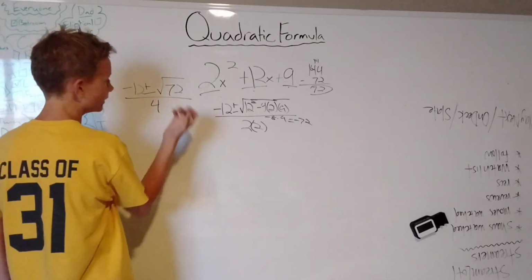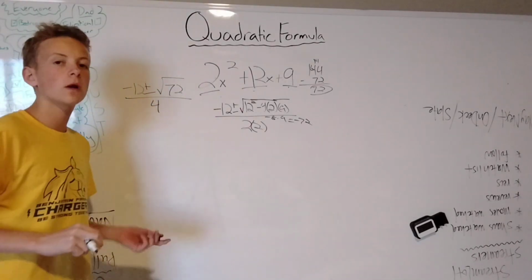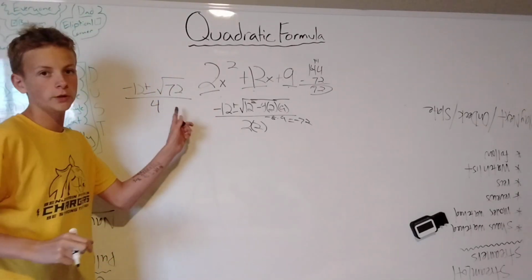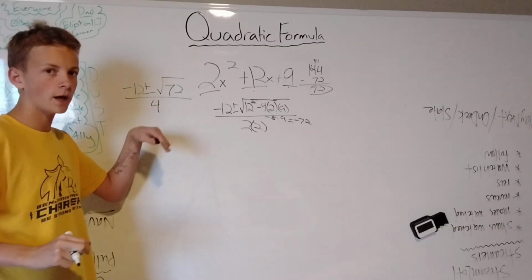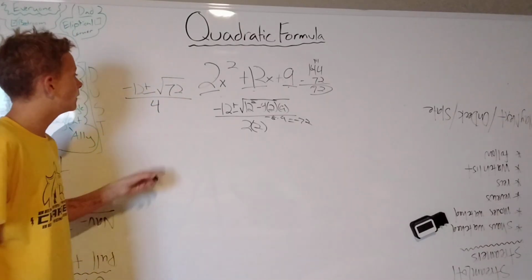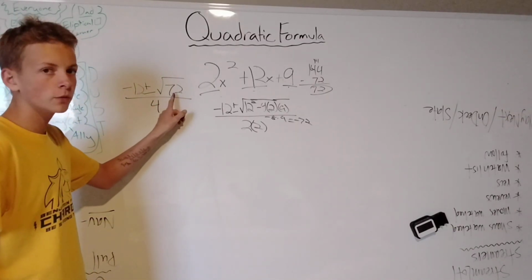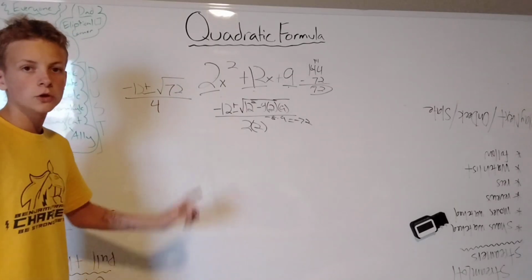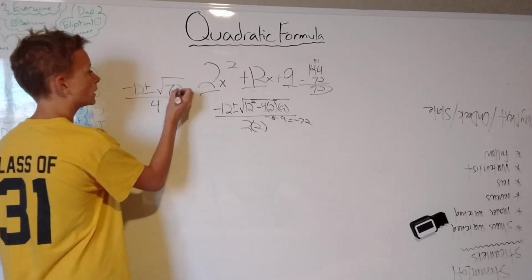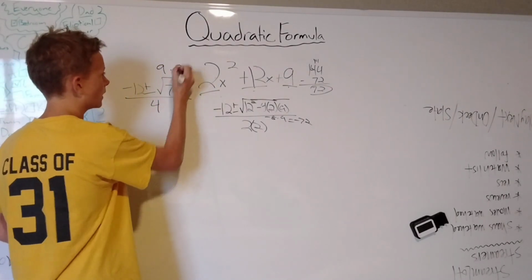As you can see, 72 is not a perfect square. That means there's not going to be a pretty number that you can simplify with that. So we have to find the biggest perfect square that divides into this. Basically, let's just take 9 and 8.